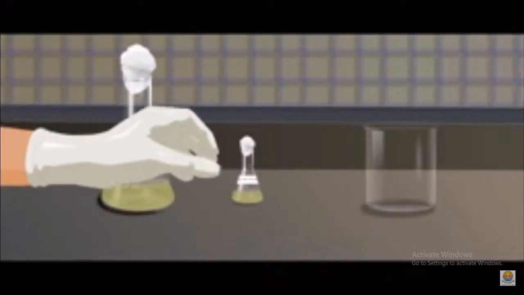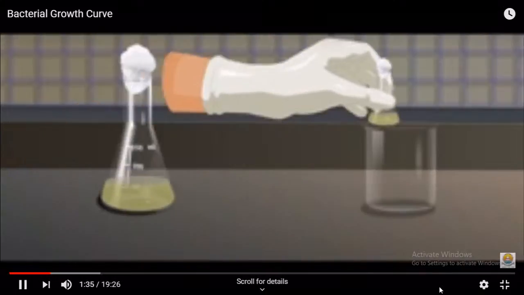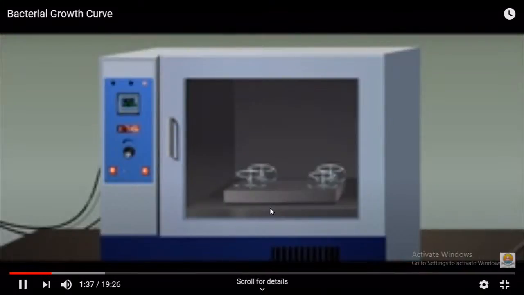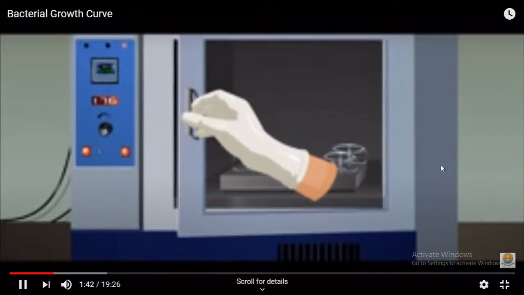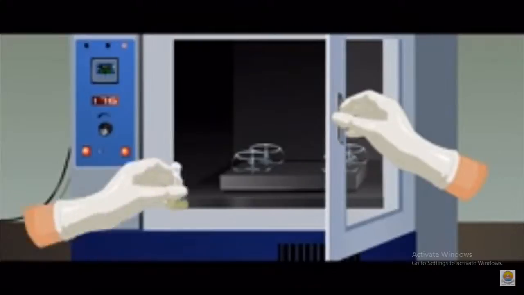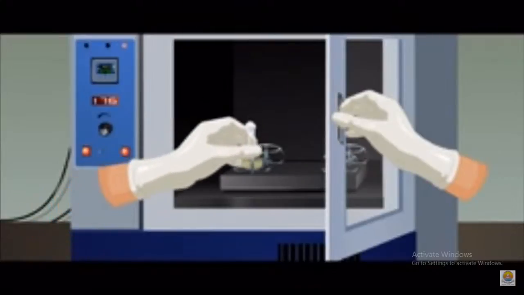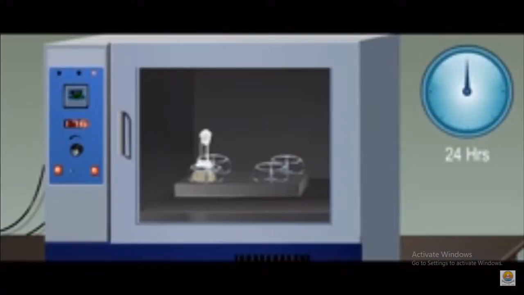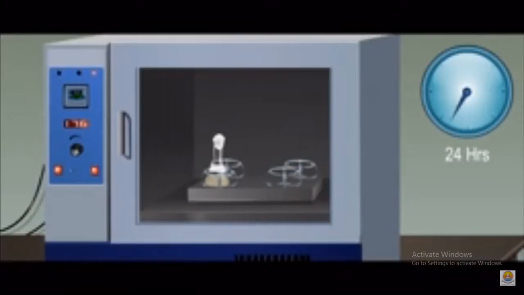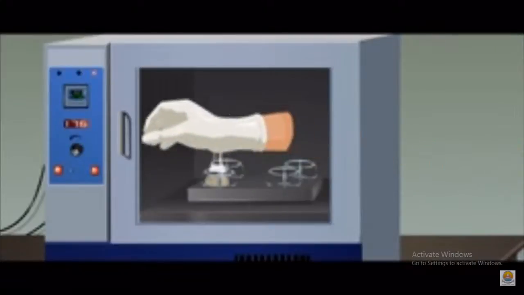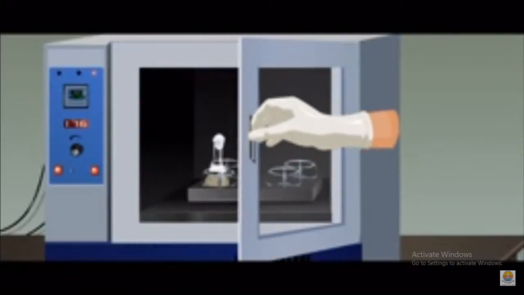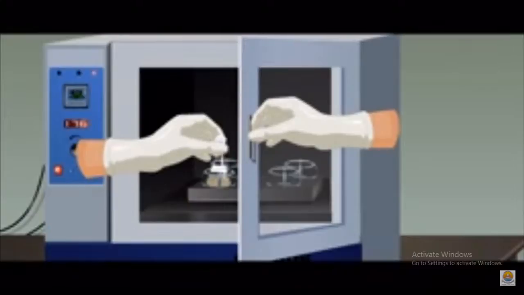The nutrient broth with inoculated Staphylococcus aureus culture is taken from the laminar airflow. The door of the shaking incubator is opened. The nutrient broth with Staphylococcus aureus culture is placed in the shaking incubator. The incubator door is closed. The nutrient broth with inoculated Staphylococcus aureus is incubated overnight at 37 degrees Celsius. After incubation, the conical flask is taken out from the incubator. It is then placed in the laminar airflow.